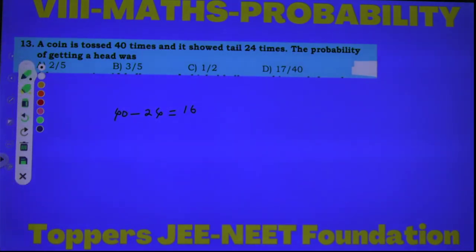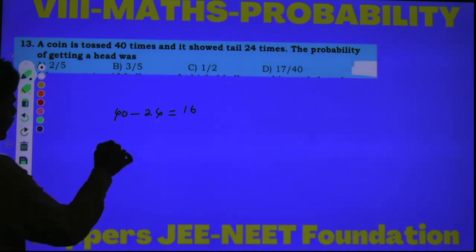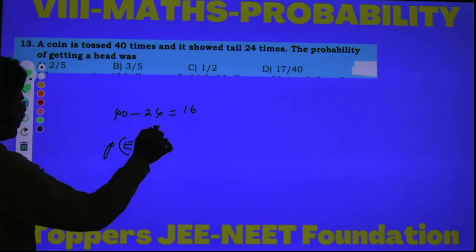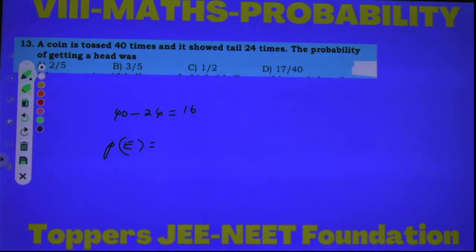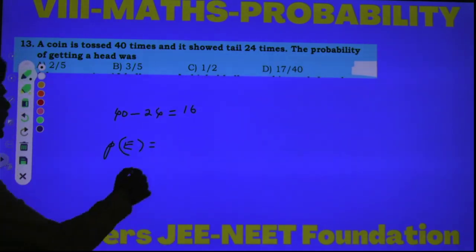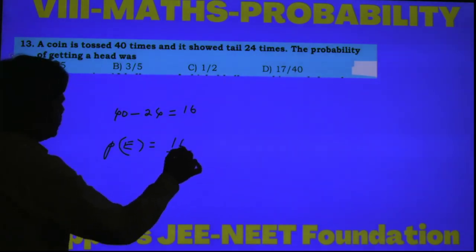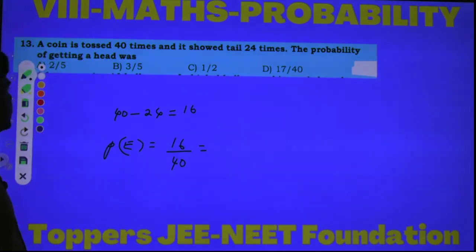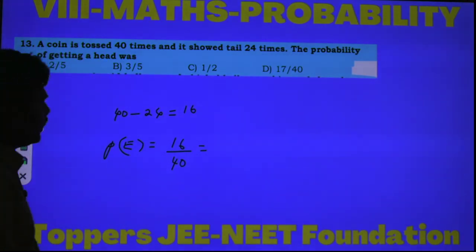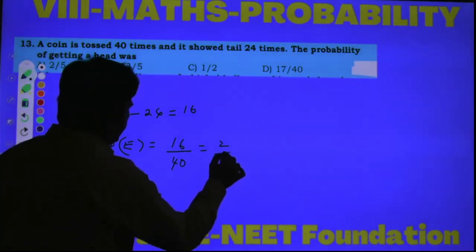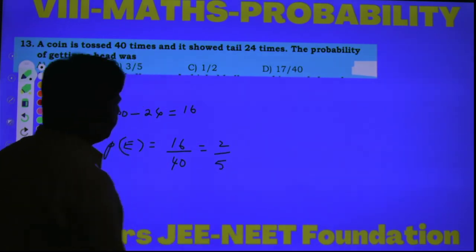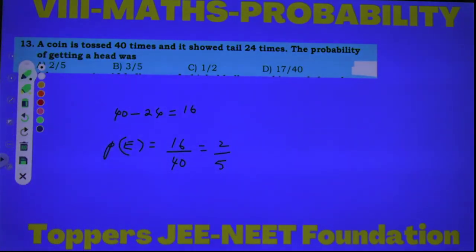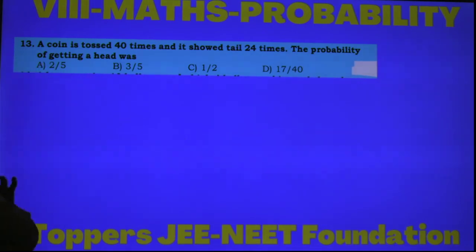Then probability of getting head, suppose it is P of E, then number of favorable outcomes is 16 by total number of outcomes 40. 16 by 40. Let us take 8 as a common factor. 8 can divide 16 2 times, 40 5 times, means 2 by 5. 2 by 5 is the answer. Option A is the correct answer. Next question.